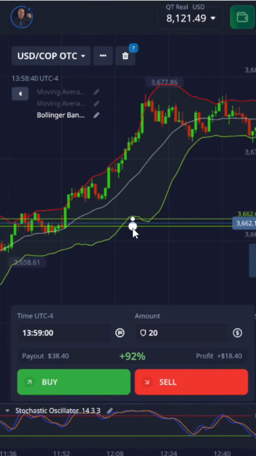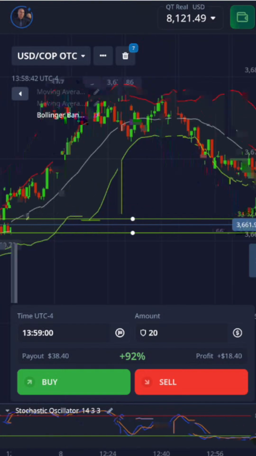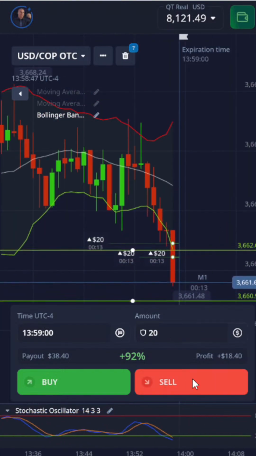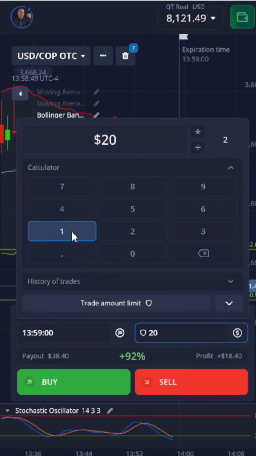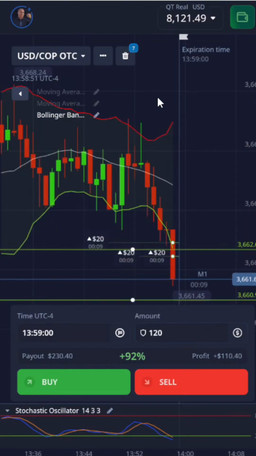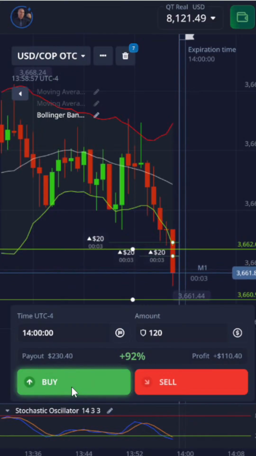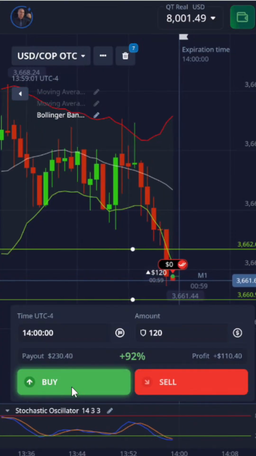Let me see right there. So 6 here has to be 120 now for martingale. So I'm gonna do it on my open. 120. Now I just wait.